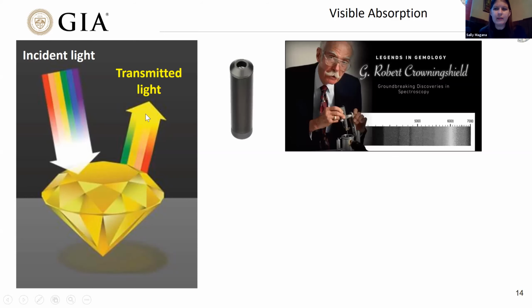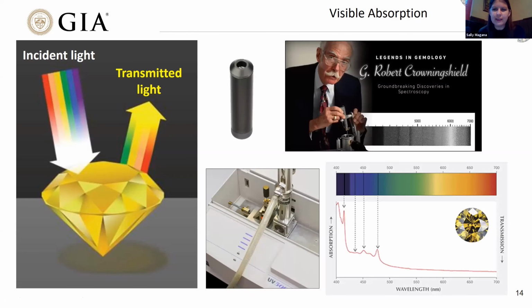Now, this is not new. Bob Crowninshield was looking at that decades ago when he was looking at diamonds using his spectroscope, and he saw this series of lines, the tape lines in the diamonds. And as scientists, we like to look at 2D representations, we like numbers, and so we want to be able to see what are the precise peak locations and the wavelength addresses for each of these individual peaks, so that we're able to better understand what is happening inside the stone.